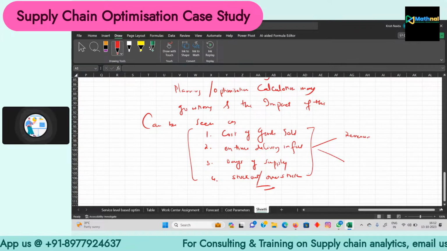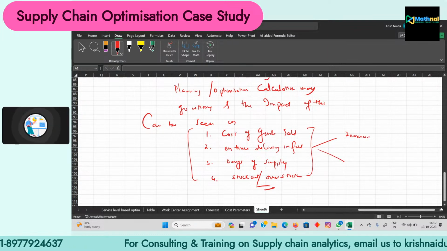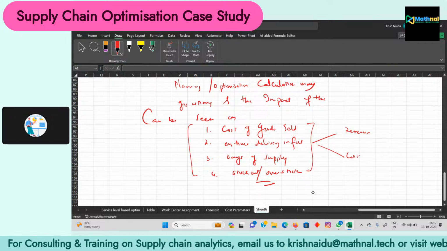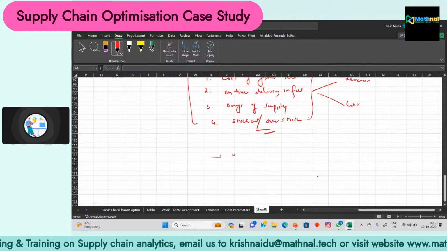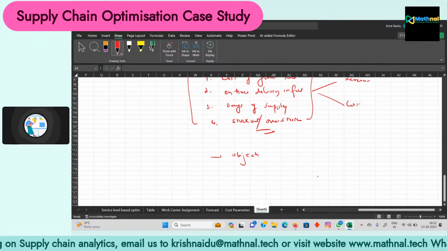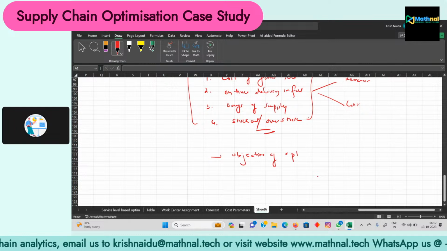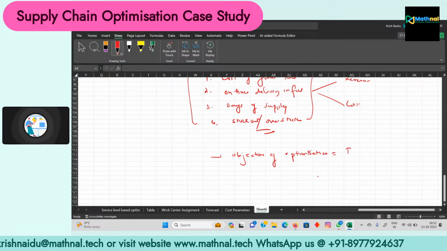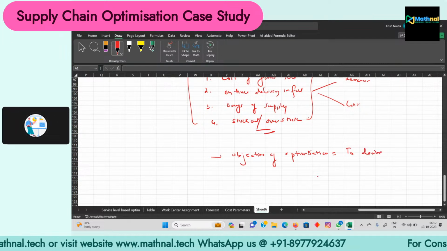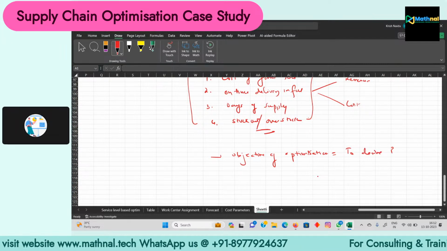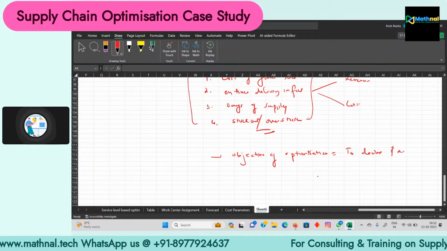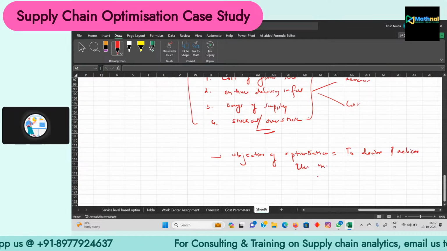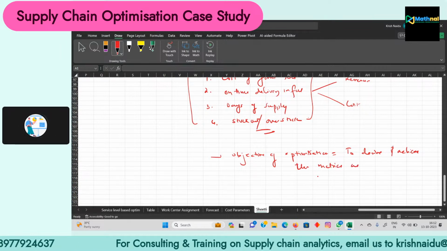So the objective optimization cannot be realized if you have the wrong time parameters. Okay, the objective of optimization is what? The objective of optimization is to derive or achieve the metrics as per the benchmarks.